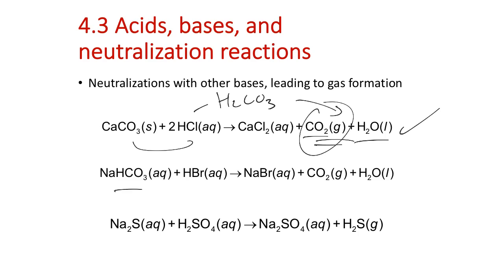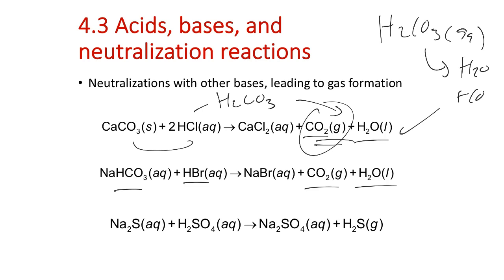So you take hydrogen carbonate plus HBr, that again forms H2CO3, and then H2CO3 decomposes to water and CO2. Carbonic acid's weird. You can name carbonic acid. It doesn't really exist in water, though. So you can write this, but it's really just H2O and CO2 in water. So you can name the substance, but it really doesn't ever exist in water as H2CO3. It would just decompose into water and CO2.